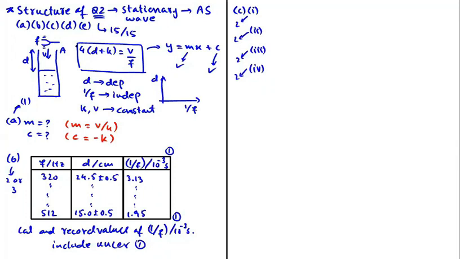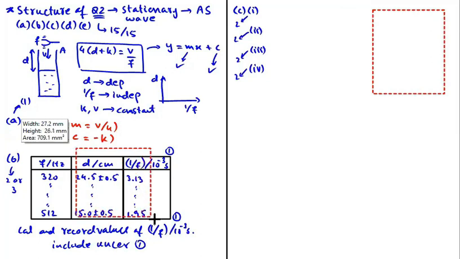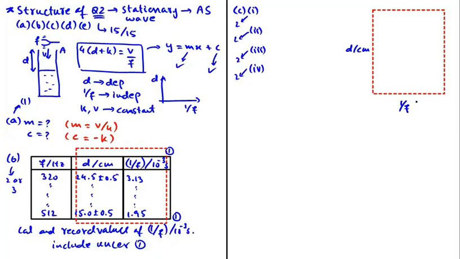Now, in C part 1, we are given a blank graph grid and we are asked to use the values of dependent and independent variables from the table and plot their graph on the grid. But students, the good thing about C part 1 is the axes of the graph grid are not only already labeled, but also calibrated. So in this question, the dependent variable axis starts at 14 and ends at 25, and the independent variable axis starts at 1.9 and ends at 3.3.